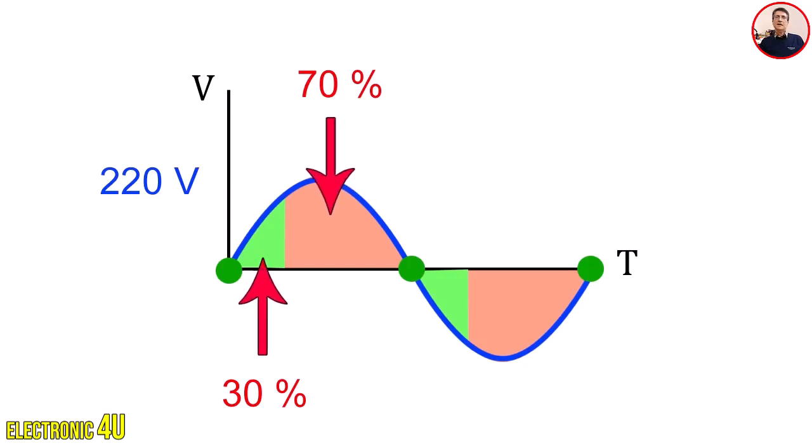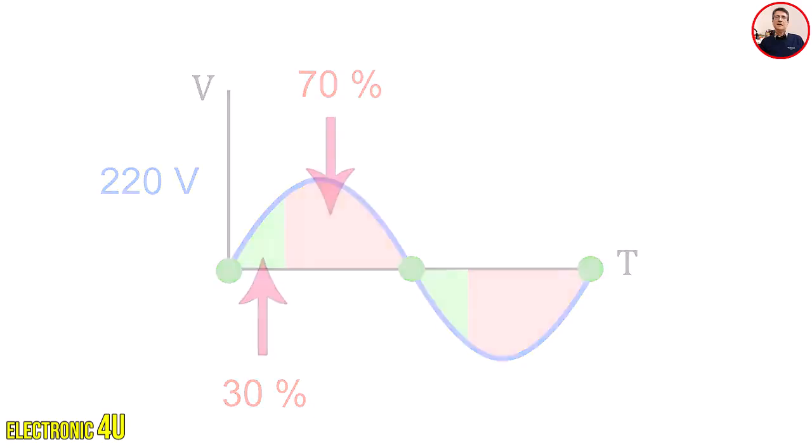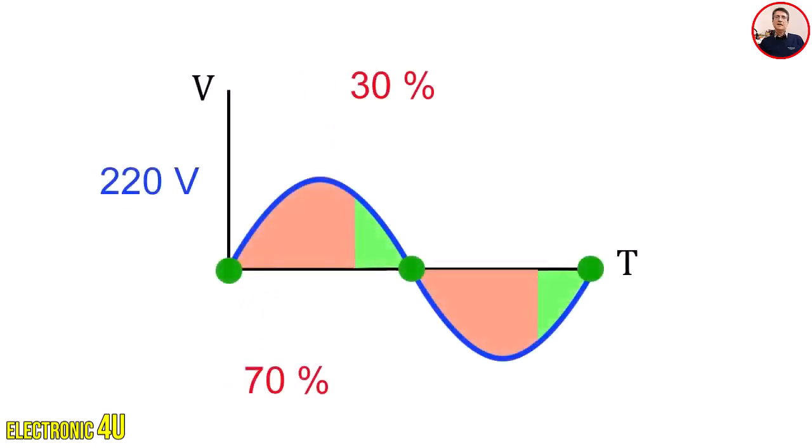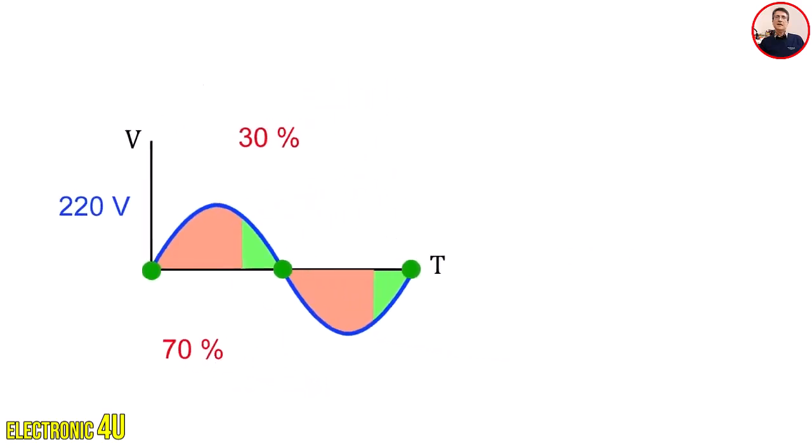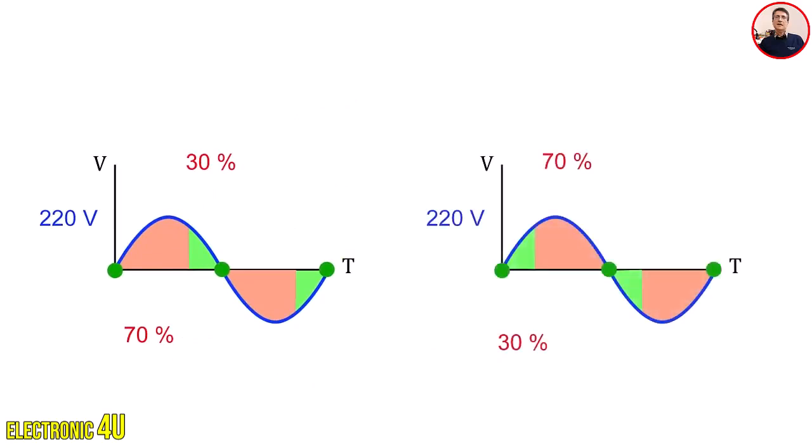A larger portion of the half cycle voltage passes through and consequently more power is delivered to the load. If the triac turns on later, for example, near the end of the half cycle, the firing angle is large. A smaller portion of the half cycle voltage passes through and less power is delivered to the load. So, by changing the firing angle, the effective voltage reaching the load changes.